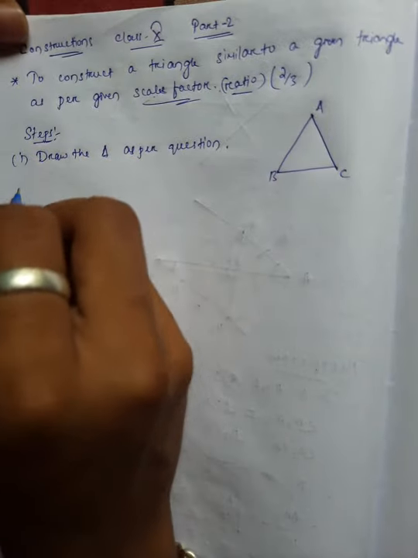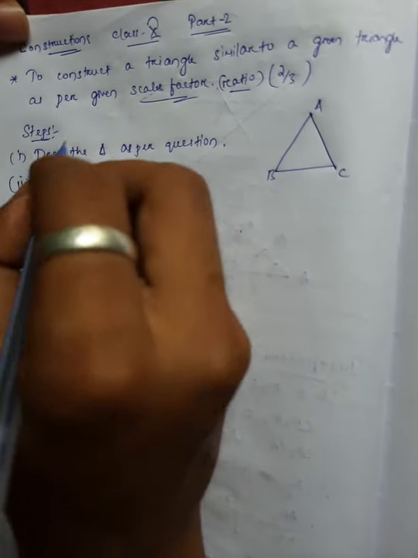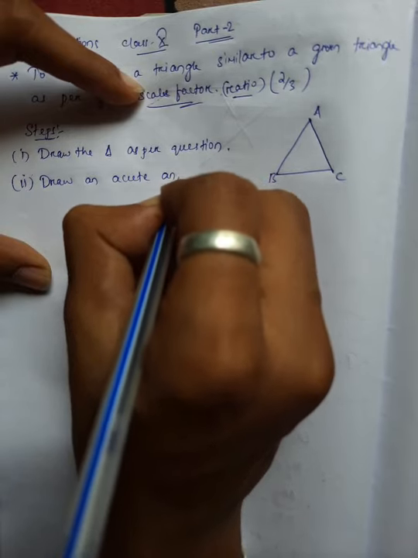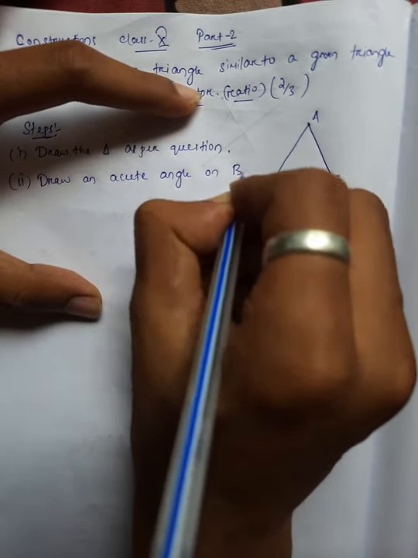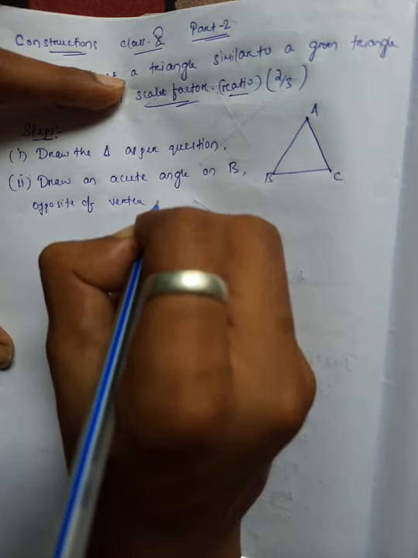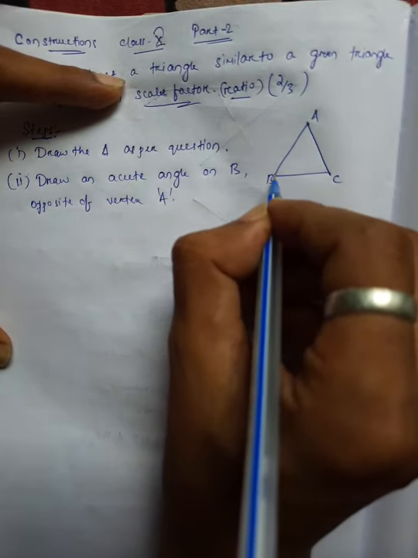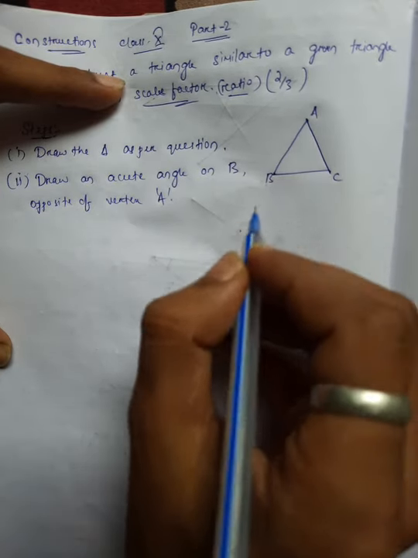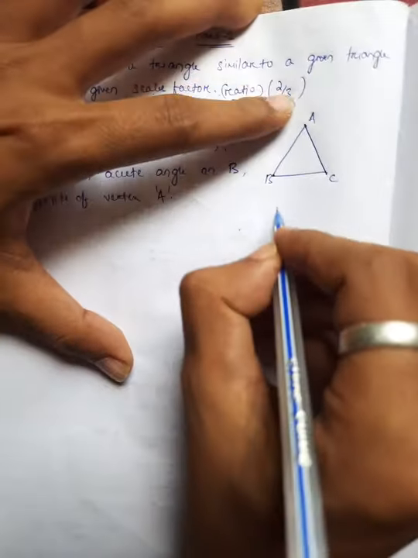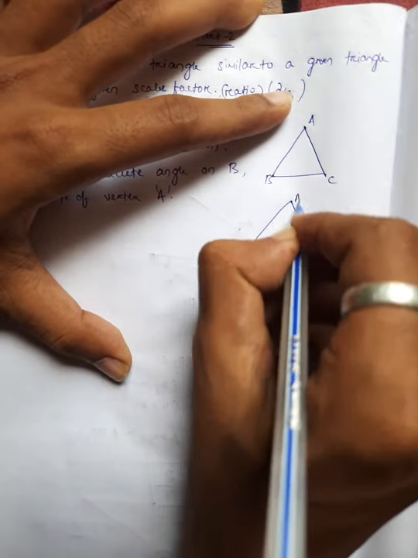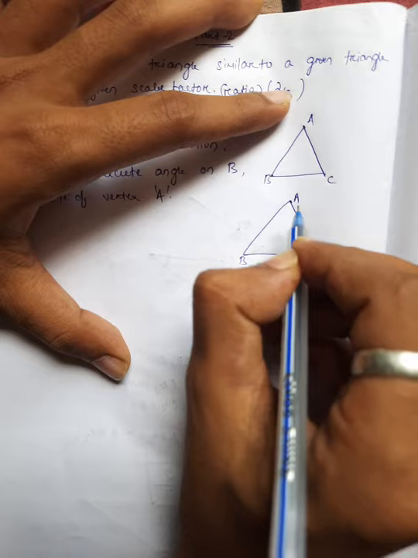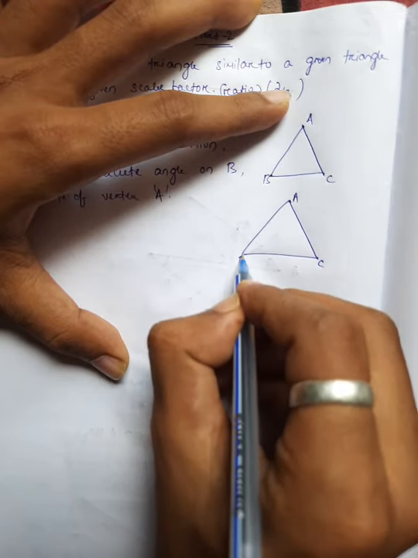Next step, draw an acute angle on B, opposite of vertex A. Okay, we have to draw an acute angle on the opposite side of vertex A. The opposite side of vertex A is this side, and this is the point B. This is the vertex A, and the opposite side of vertex A is this side, the side BC. So we have to draw an acute angle like this.